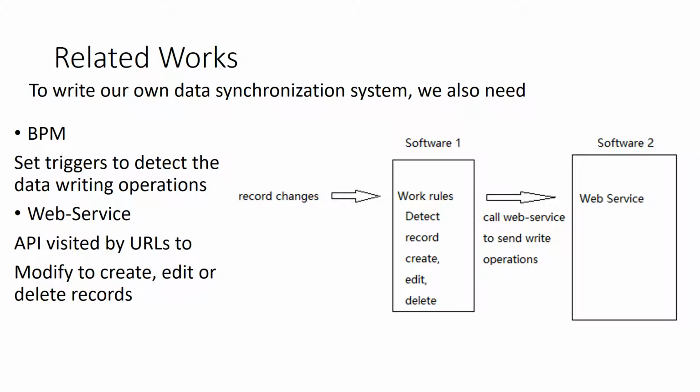So for our synchronization system, first we set rules to start a process when write operations are taken in the first cloud service, and the process will call the second cloud service's web service to write the data to the second software. When a data operation happens to the second software, it will synchronize the data to the first software in this way.